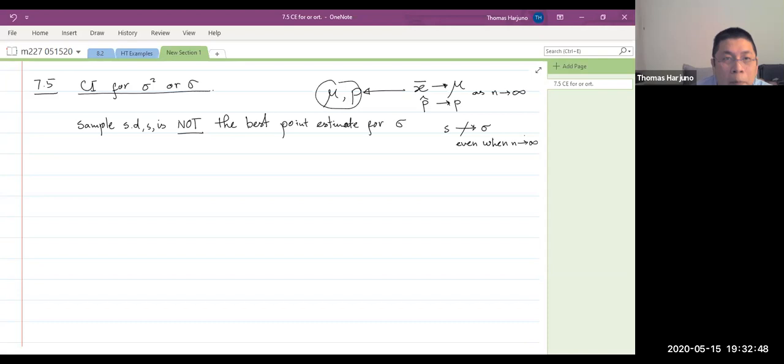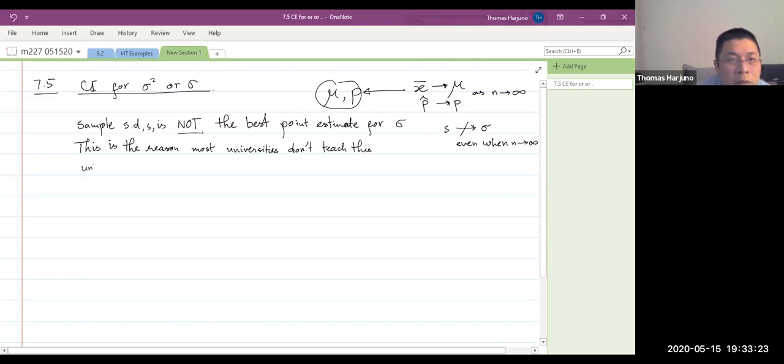So central limit theorem does not apply to standard deviation. That's the reason most Ivy schools, most universities, don't teach this until much later in statistics. If they ever do, it will be much later. They usually don't teach that at 200 level. They have the word robustness.